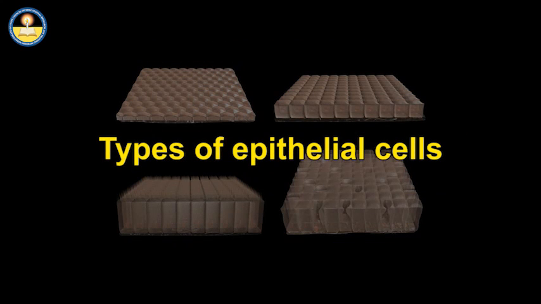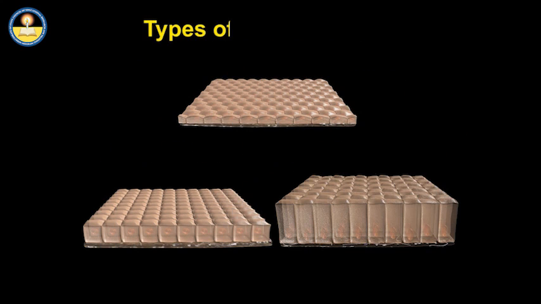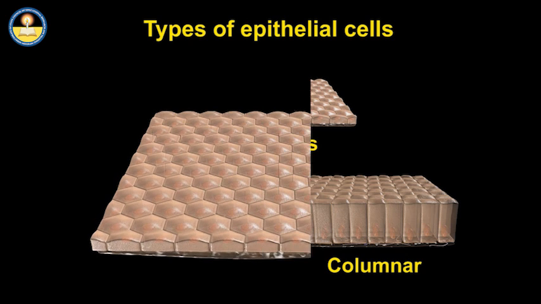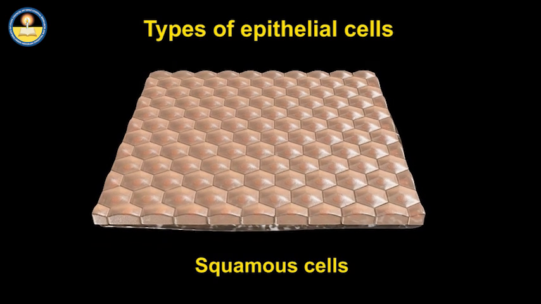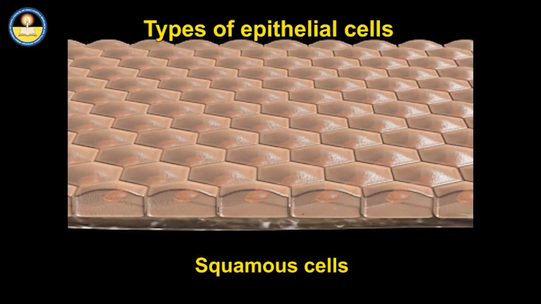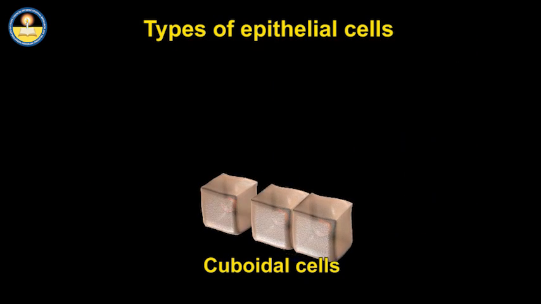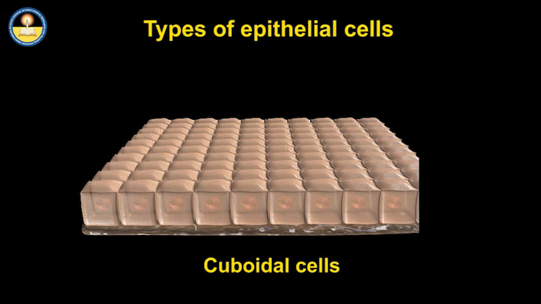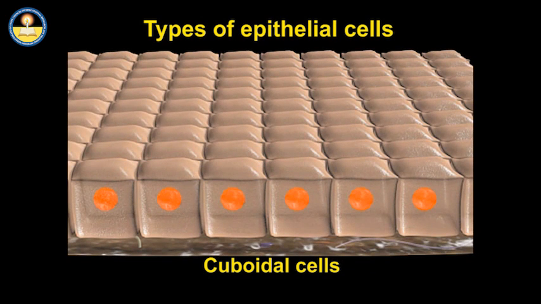Types of epithelial cells. Generally, one of three different shapes constitutes this tissue. These shapes can be either squamous, cuboidal, or columnar. Squamous cells are thin and flat with a flattened nucleus. The cells whose dimensions are more or less equal in all directions, giving a cube-like shape, are identified as cuboidal cells. These cells have a round nucleus in the center of the cell.